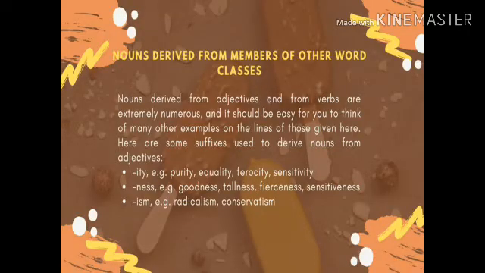Nouns derived from members of other word classes. Nouns derived from adjectives and from verbs are extremely numerous, and it should be easy for you to think of many other examples along the lines of those given here. Here are some suffixes used to derive nouns from adjectives. First, suffix -ity. Examples: purity, equality, ferocity, sensitivity. Second, suffix -ness. Examples: goodness, wholeness, fierceness, sensitiveness. Third, suffix -ism. Examples: radicalism, conservatism.